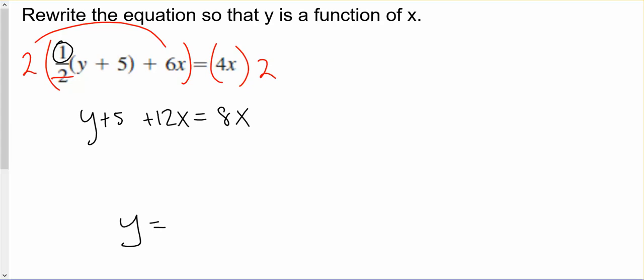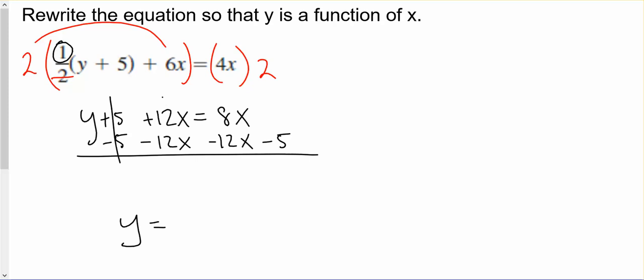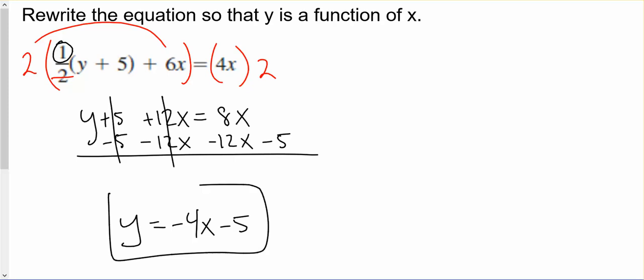We're trying to solve for y, so what's happening to our y? It's being added by 5, it's being added by 12x, so we can subtract 12x from both sides. We don't want that 5 there either, so we can subtract 5 from both sides as well. Those both leave the left side. We're left with y on our left side. What's 8x minus 12x? Negative 4x minus 5. Solve that equation for y.